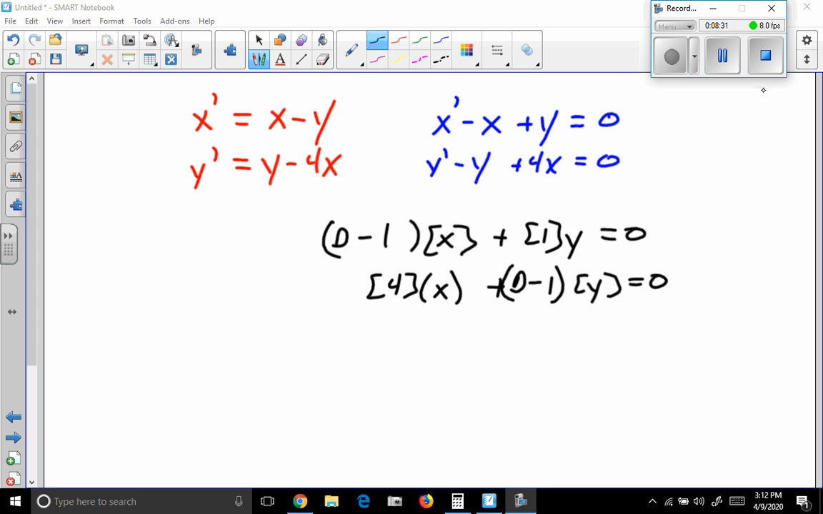Now I made this a little messier than it had to be by mixing up parentheses and brackets. It's kind of standard to put brackets around your variable, that's your function, and put parentheses around the operator. So parentheses, parentheses, bracket, bracket.